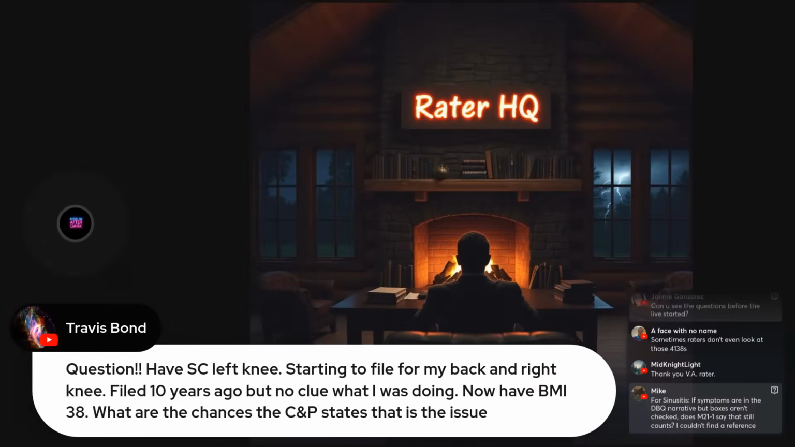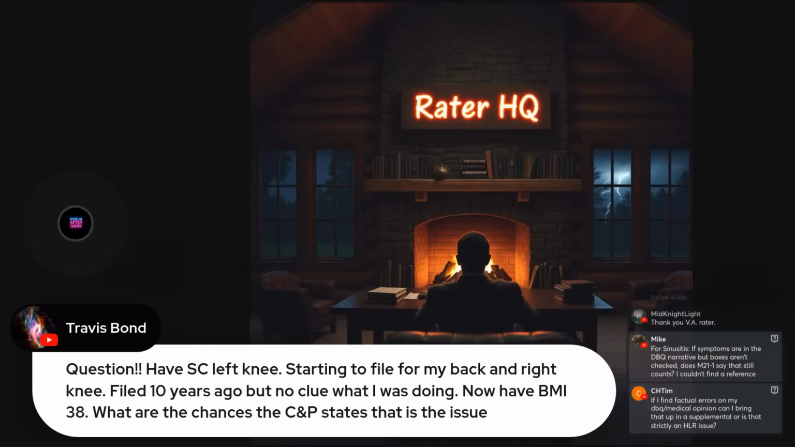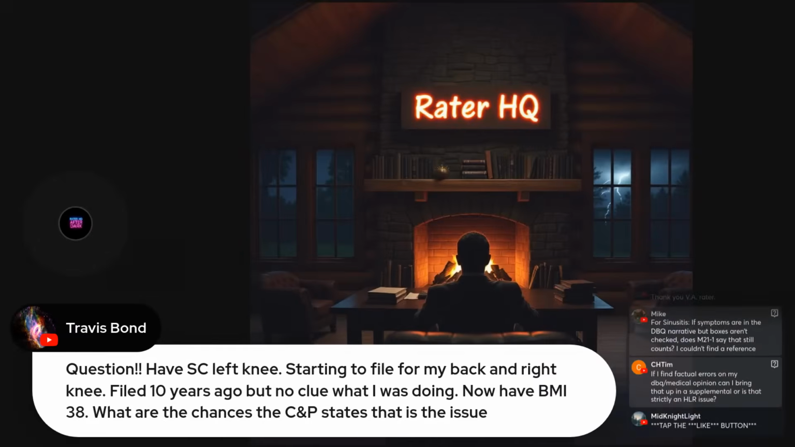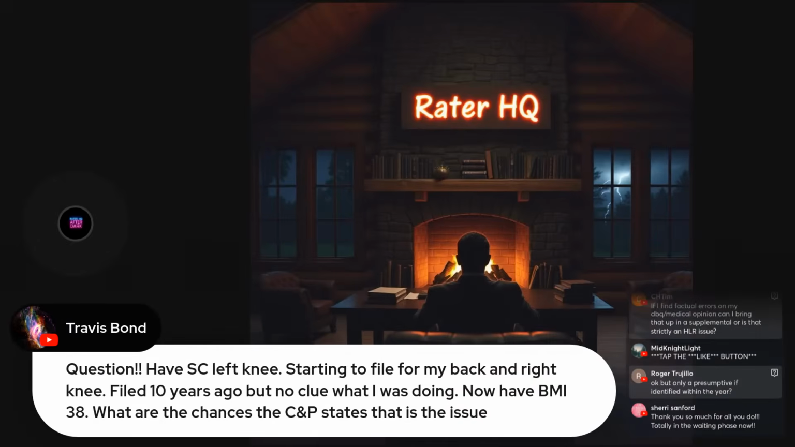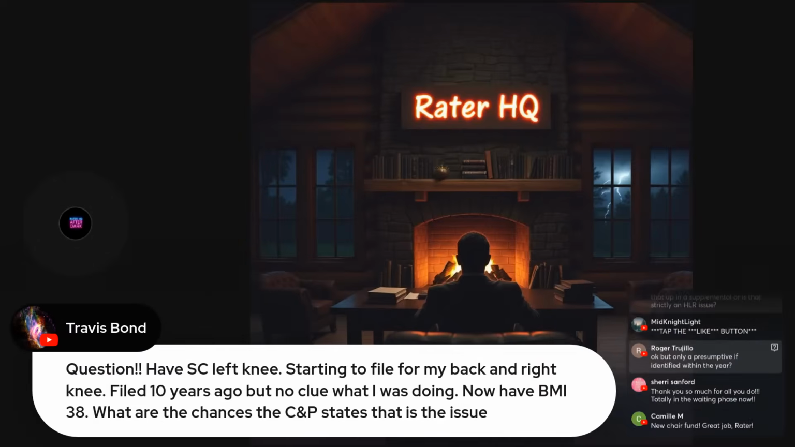Question. This is a very important question Travis has here. Have service-connected left knee. Starting to file for my back and my right knee. Filed 10 years ago, but no clue what I was doing. Now I have a body mass index of 38. What are the chances the C&P states that is an issue? Probably not. It depends. So you probably have a higher likelihood for service connecting the right knee secondary to the left knee, just because examiners like that a little bit more, because they can understand how you favor, like, the act of guarding and favoring a weakened joint can cause the other joint to be overused and/or weakened.